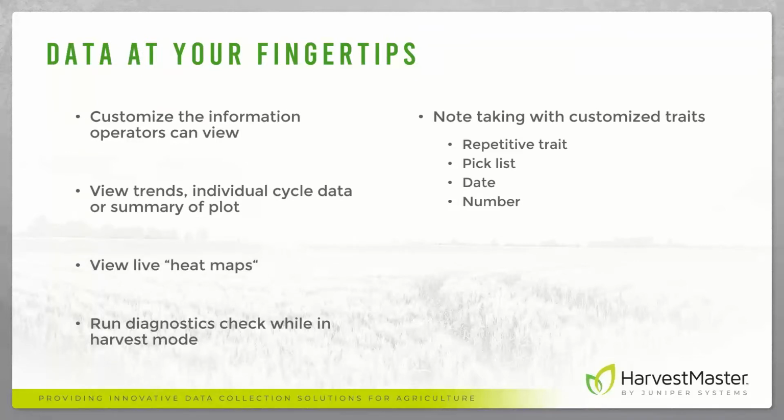There's a lot of data that you can have right at your fingertips. Most of the screens that we have are customizable, so whether on a grain gauge or some of the other plugins, you can make the information that's important to the operator available. Within the grain gauges, you can see trends, individual cycle data, and a summary of the plot data. And we'll be showing you some screens that show what these would look like.